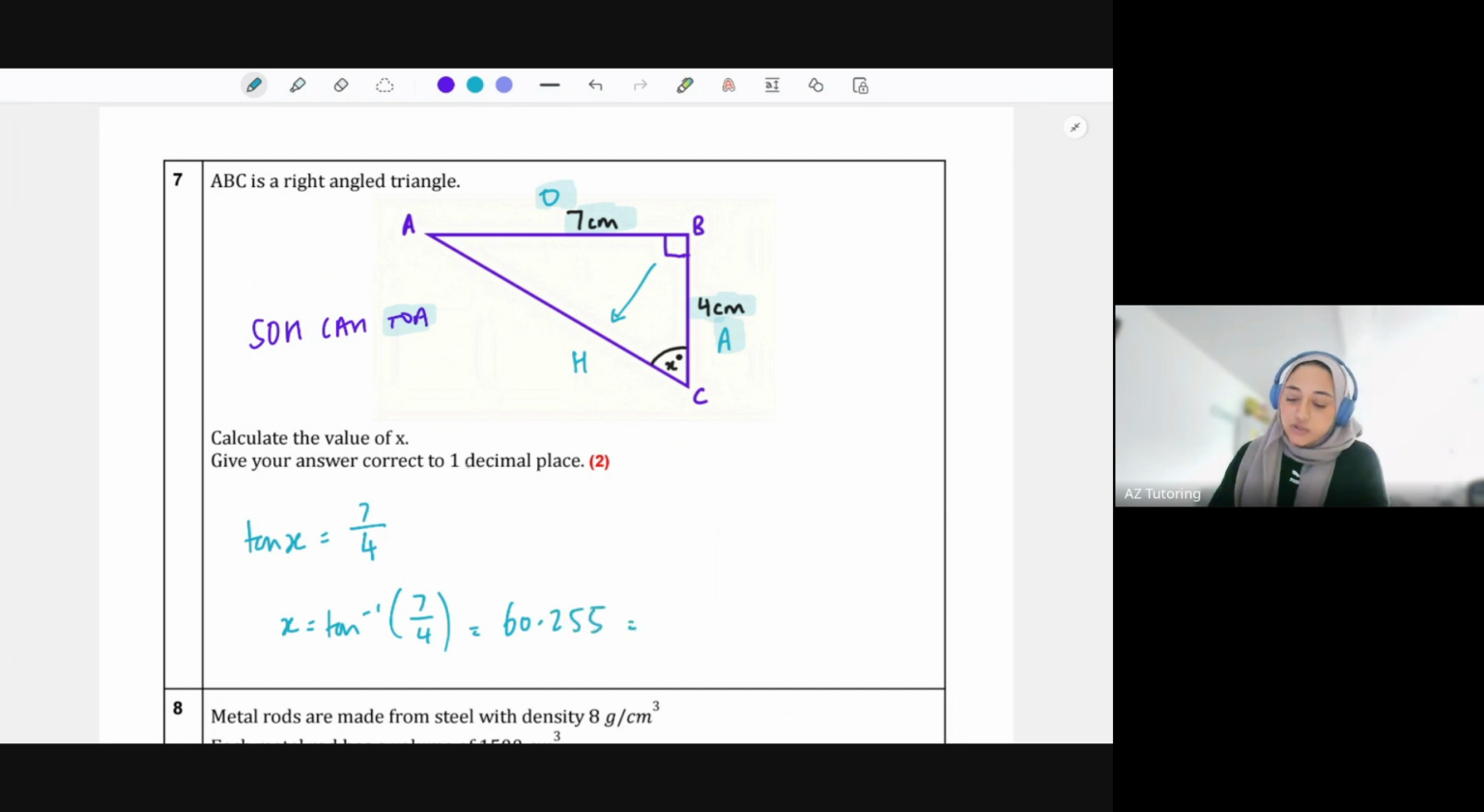60.255. The question wants it correct to 1 decimal place. That 5 rounds the 2 up to 3. So it's just 60.3 degrees. Nice and simple 2-mark question. So that's to 1 dp. Okay, so that's question 7.